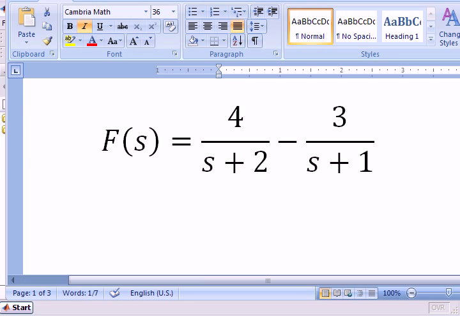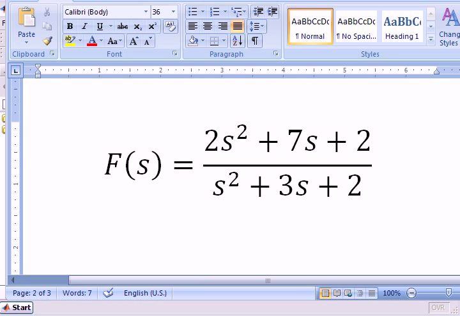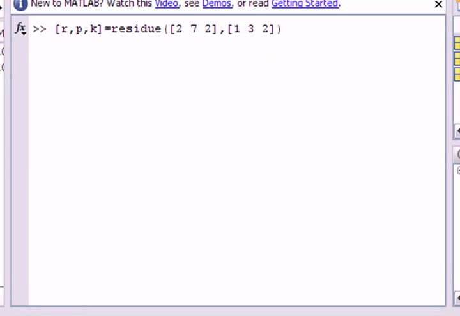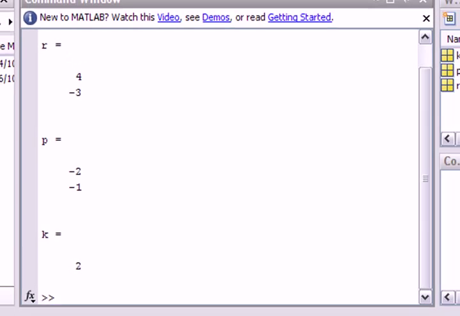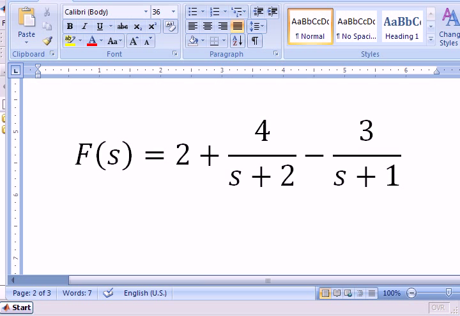For the transform F(s) = (2s^2 + 7s + 2)/(s^2 + 3s + 2), using the residue command, we get the following. The results are the same as in the previous example, except that there is a direct term k = 2. It tells us that there is a constant of 2 in the partial fraction expansion, or F(s) = 2 + 4/(s + 2) - 3/(s + 1).